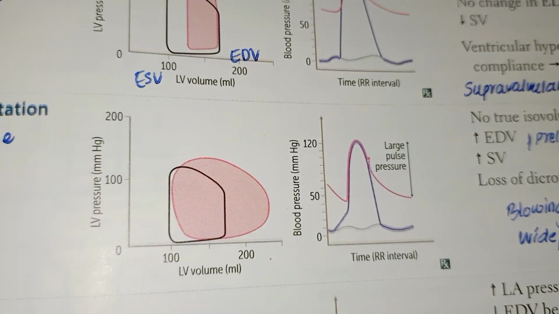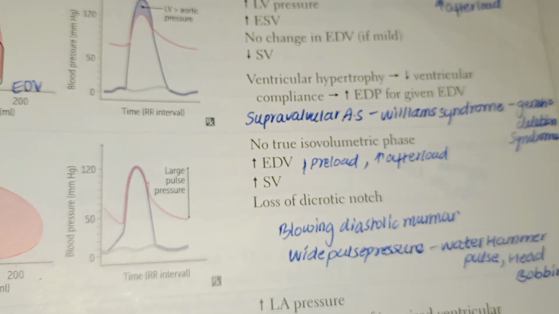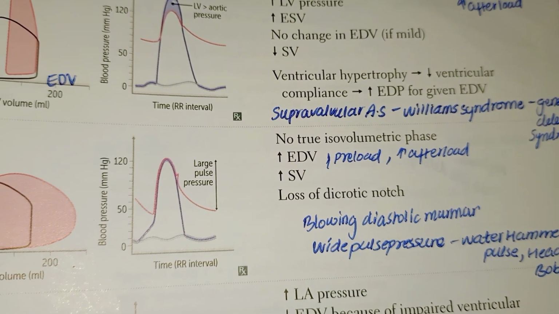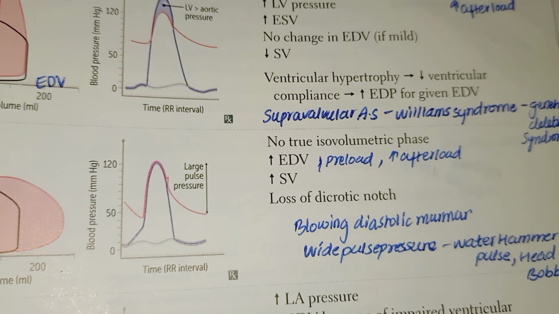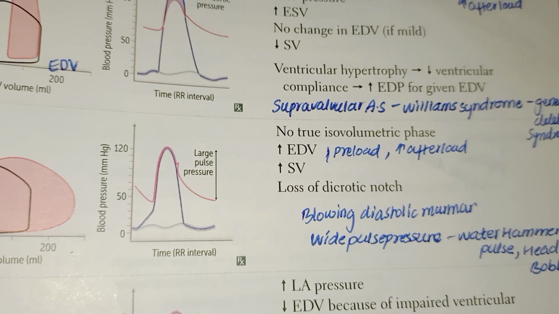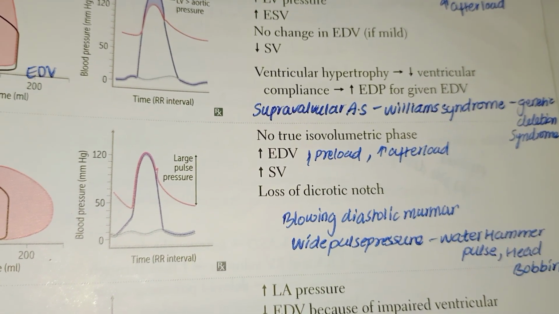So in aortic regurgitation, there is regurgitation of blood, so there is no true isovolumetric phase, increased preload, increased afterload, increased stroke volume, and there is loss of dicrotic notch. So there is a blowing diastolic murmur because there is a regurgitation, backward flow into the left atrium. So there is a blowing regurgitation murmur.